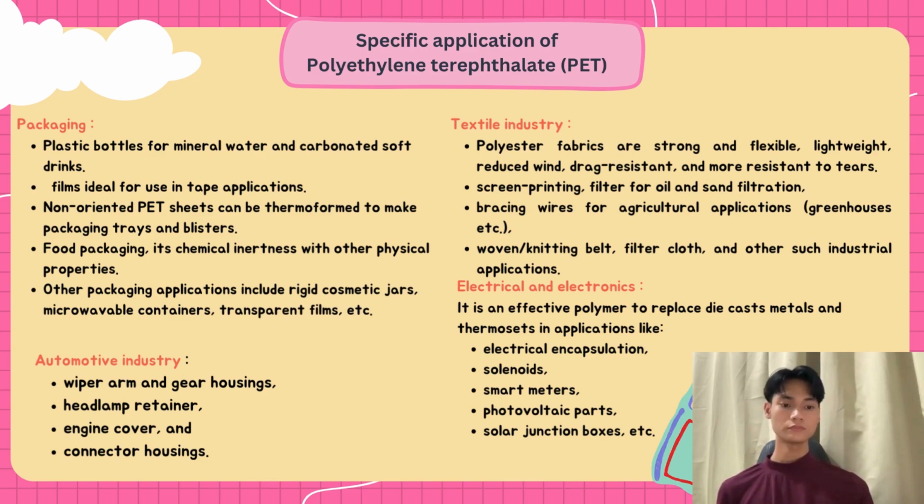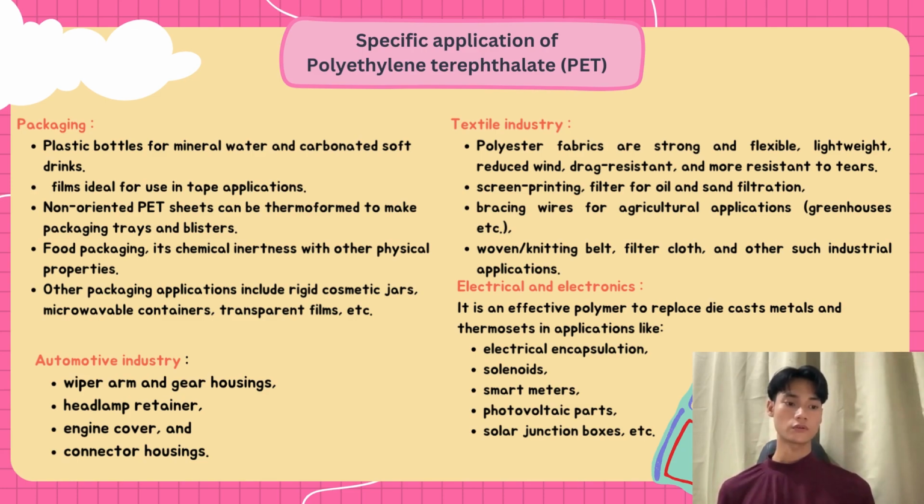PET is also used for films because it is ideal for use in tape applications. Other than that, PET can also be thermoformed to make packaging trays and blisters. In food packaging, it has chemical inertness along with other physical properties. Other packaging applications of PET include rigid cosmetic jars, microwavable containers, and transparent films.